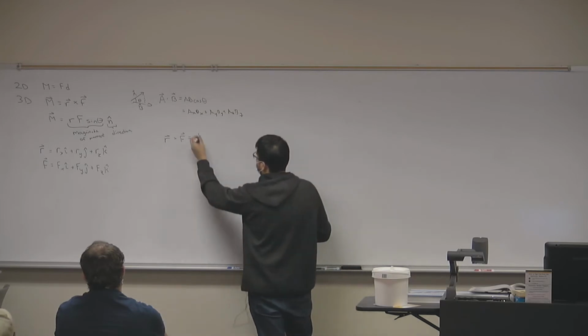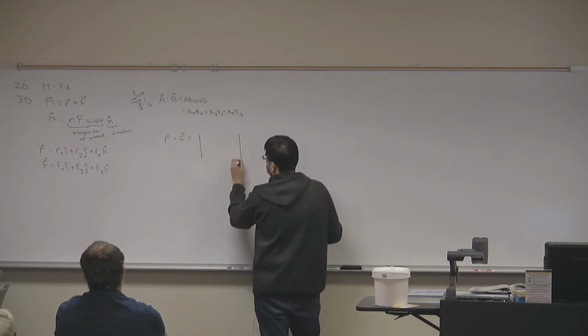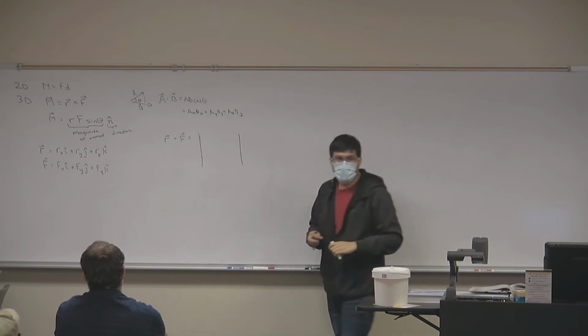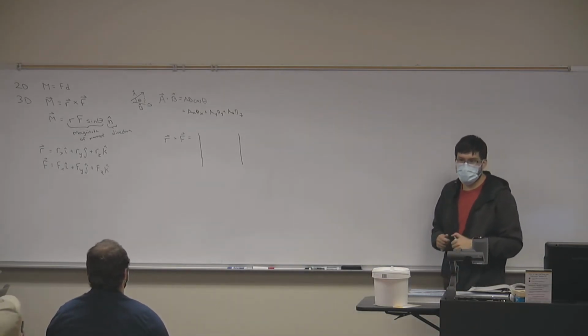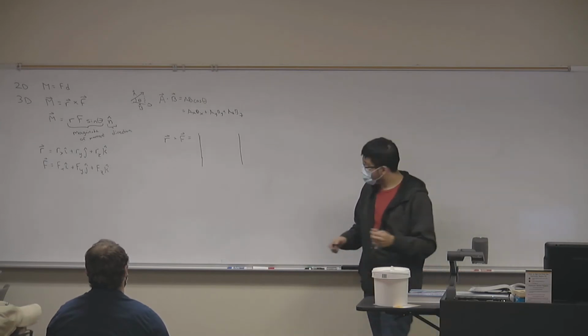Can somebody help me write this determinant? How do you write a determinant between two vectors? So ijk is going to be on the top.